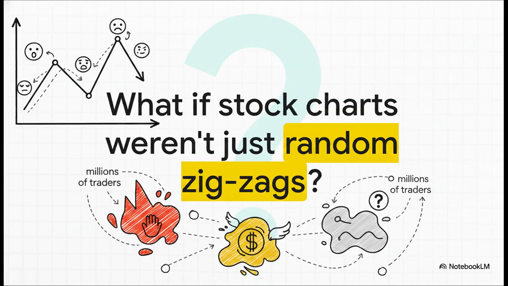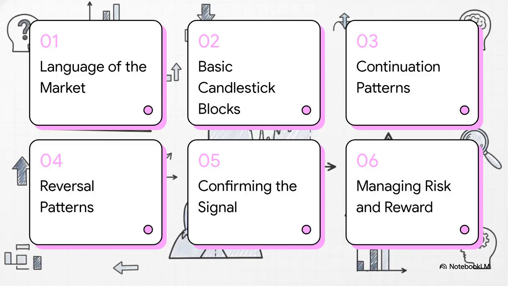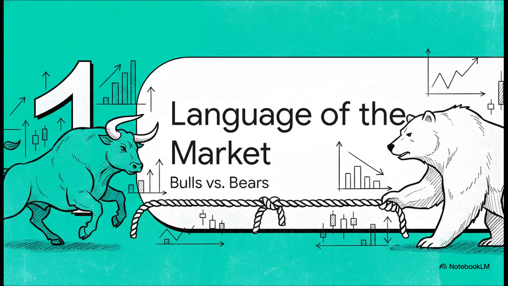How cool is that? So, here's our roadmap. We're going to break this huge topic down into 6 logical, totally digestible steps. First, the language of the market. Then, candlesticks as basic blocks. Continuation patterns, reversals, confirming the signal, and finally, managing risk and reward. Kicking things off with Section 1, the language of the market.